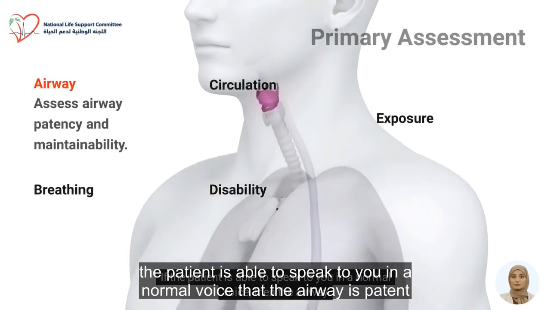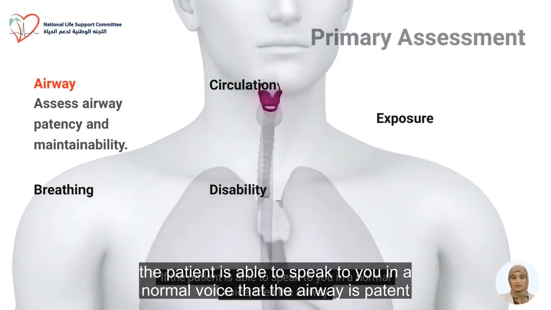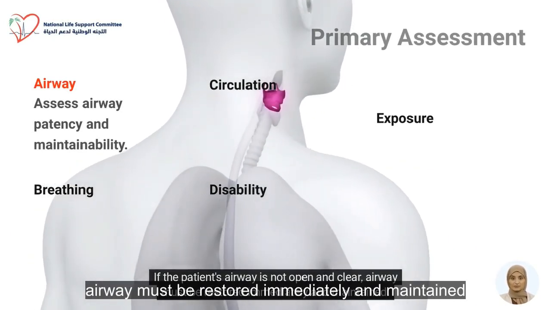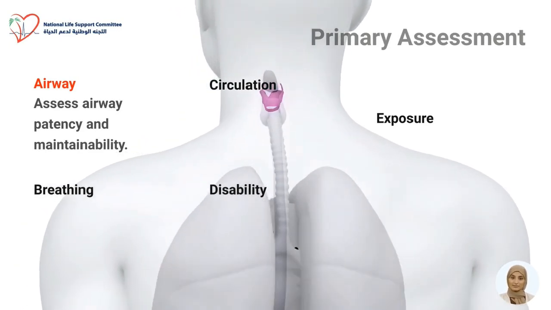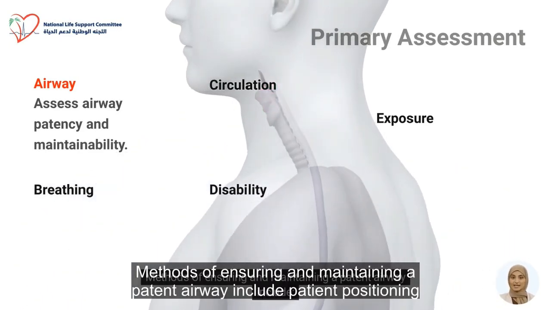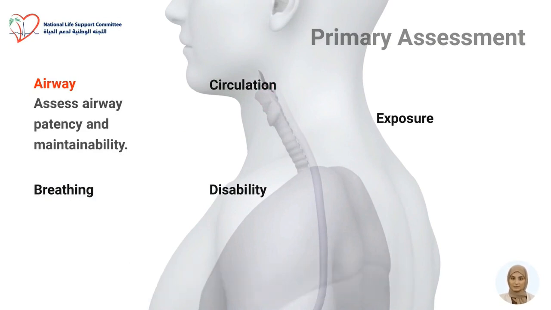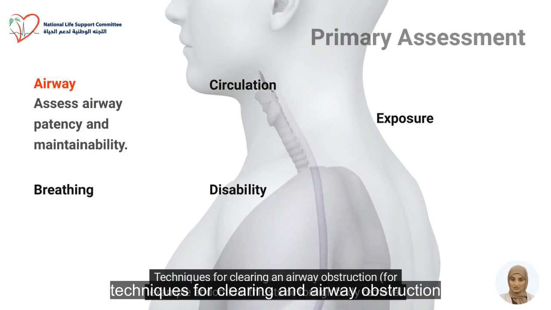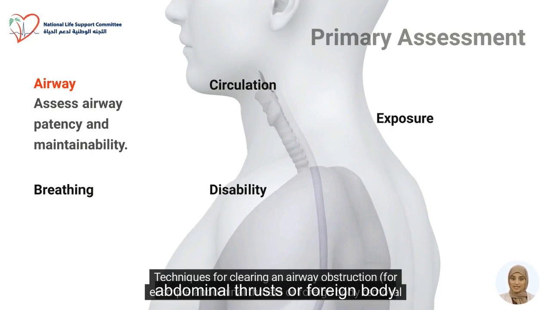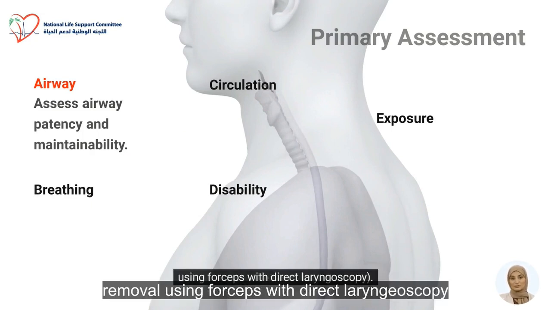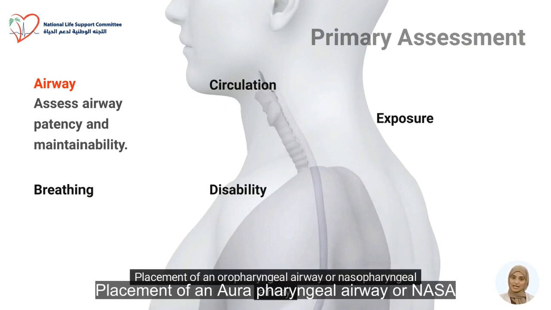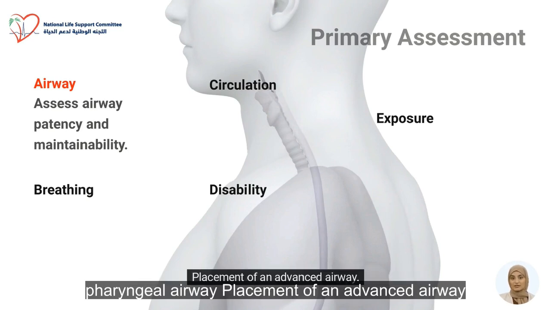If the patient is able to speak to you in a normal voice, then the airway is patent. If the patient's airway is not open and clear, airway must be restored immediately and maintained. Methods of ensuring and maintaining a patent airway include patient positioning, manual maneuvers, such as the head tilt and chin lift technique, and the jaw thrust maneuver. Techniques for clearing an airway obstruction, for example, abdominal thrusts or foreign body removal using forceps with direct laryngoscopy. Suctioning. Placement of an oropharyngeal airway or nasopharyngeal airway. Placement of an advanced airway.